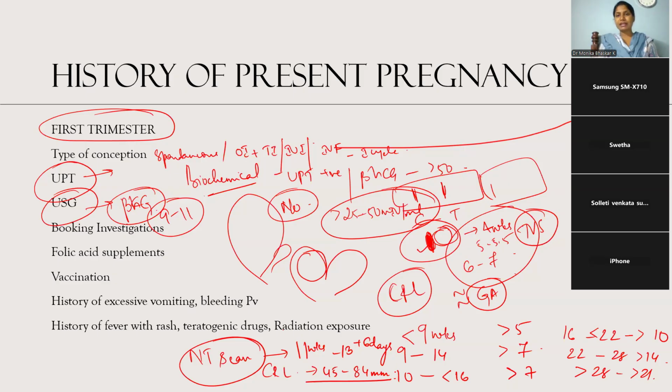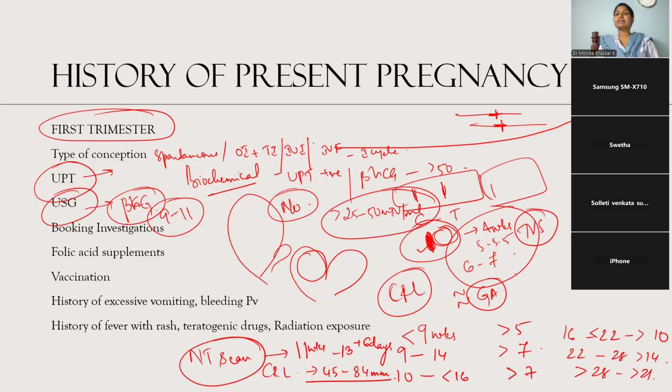And you have to measure the NT with respect to the inner calipers. So if this is the NT, you have to place the calipers on the inner surface of the fluid accumulation. At least three measurements you have to take, and the maximum measurement of what you get, you have to measure. And if it is more than 3 mm, definitely it warrants further prenatal diagnostic tests.